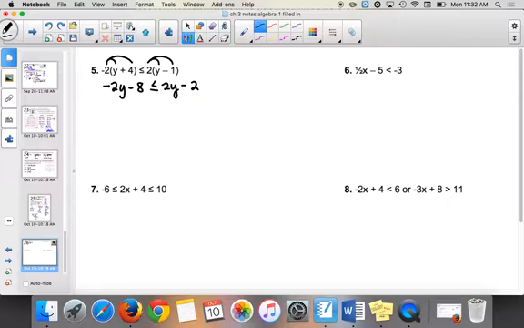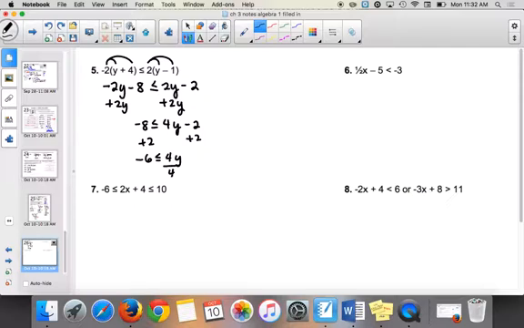Which side did you take the y's on? Did you put them on the left side or the right side? The right side. So you added 2y to both sides. So you get negative 8 is less than or equal to 4y minus 2. And then we add 2. So we get negative 6 is less than or equal to 4y.